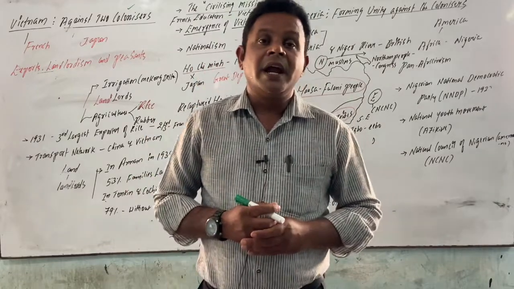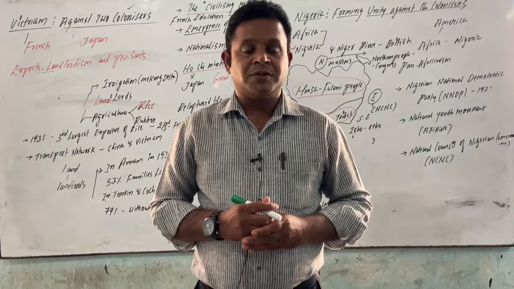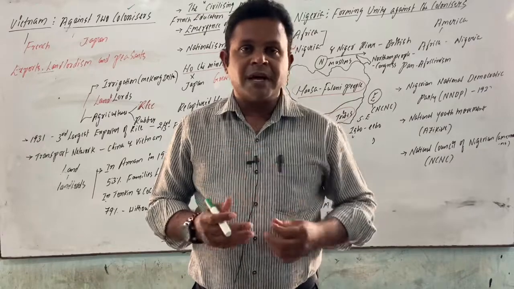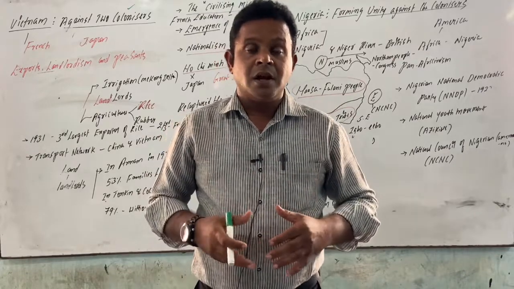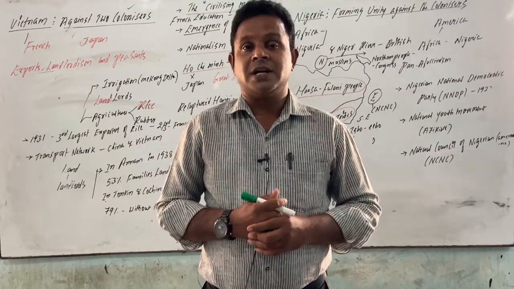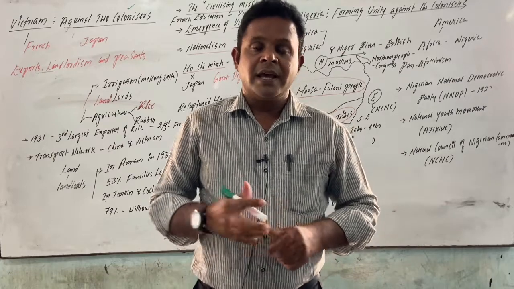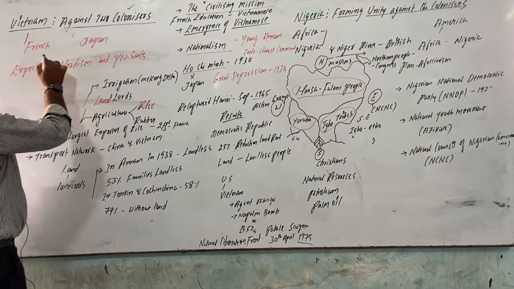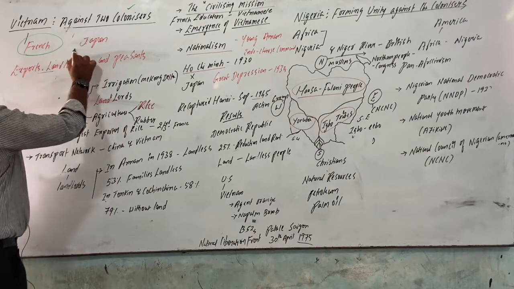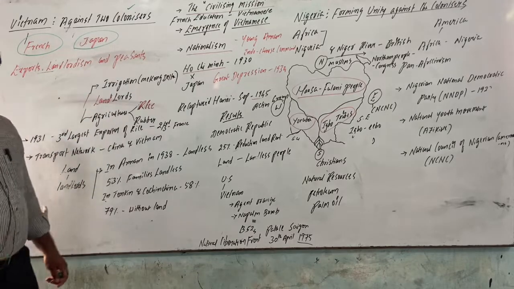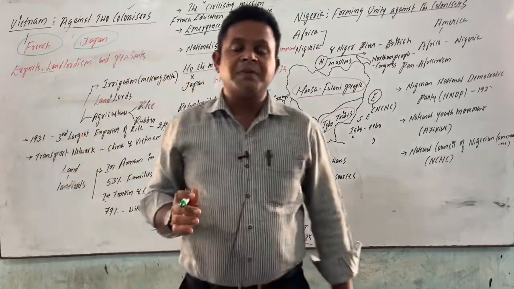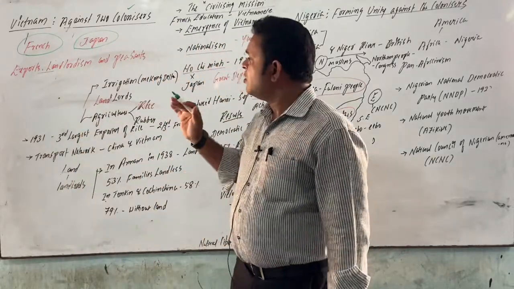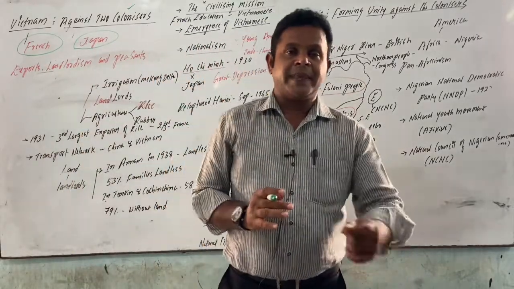As you know, India was ruled by the British for 200 years. In the same manner, they are the colonizers who ruled our country for 200 years. Similarly, here, Vietnam against two colonizers. Who are they? France and Japan. The people in France we call French, the people of Japan, Japanese.